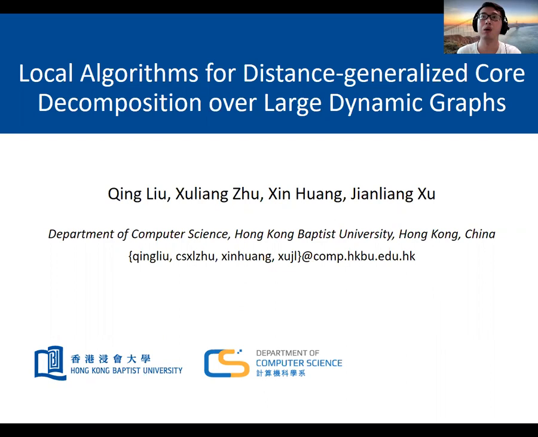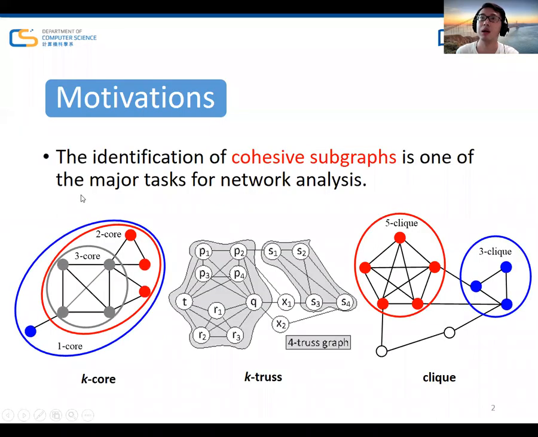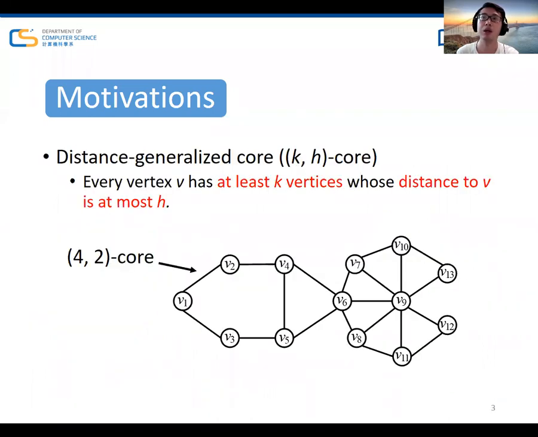I will present our work, Local Algorithms for Distance Generalized Core Decomposition over Large Dynamic Graphs. The identification of cohesive subgraphs is one of the major tasks for network analysis. Many models have been proposed to represent cohesive subgraphs, such as k-core, k-truss, and maximal clique. Recently, a new model called distance-generalized core has been proposed. It is also known as (k,h)-core.